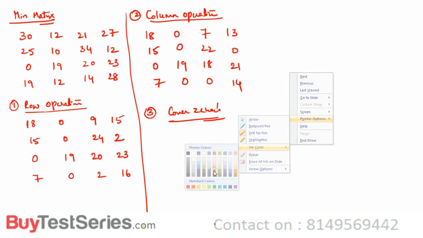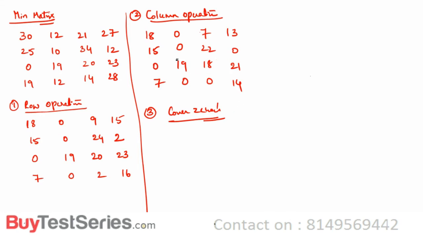I'll change the ink color. Okay, this should be fine. So first row you have 1, second row you have 2, third row you have 1, fourth row you have 2. So 2 rows with 2 zeros. Coming on to columns, 1, 3, 1 and 1. So I'll go with second column because it has got 3 zeros. Correct?